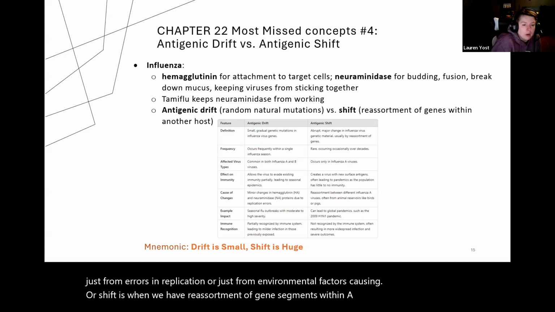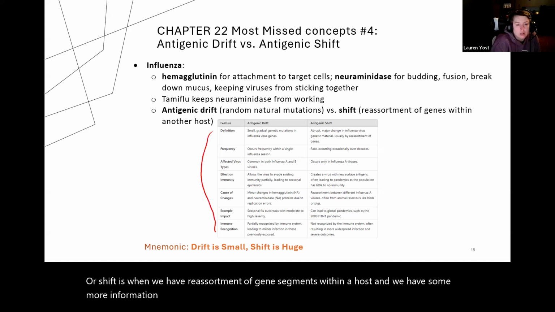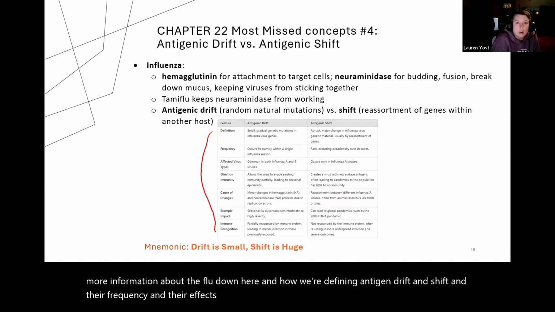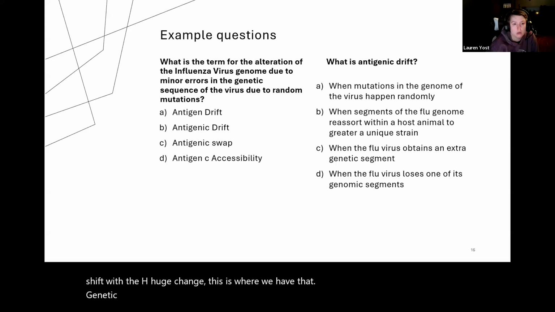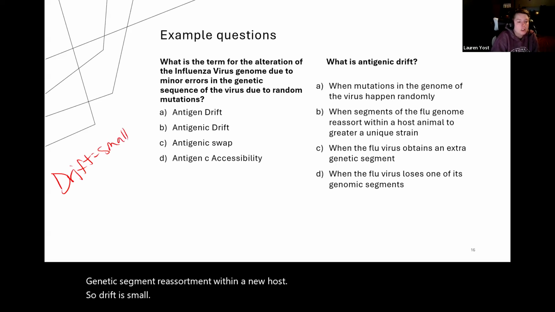And then we have some more information about the flu down here and how we're defining antigenic drift and shift, and their frequency and their effects on flu evolution, if you will. So drift is small, shift is huge. So shift with the H, huge change. This is where we have that genetic segment reassortment within a new host. So drift is small and shift is huge.